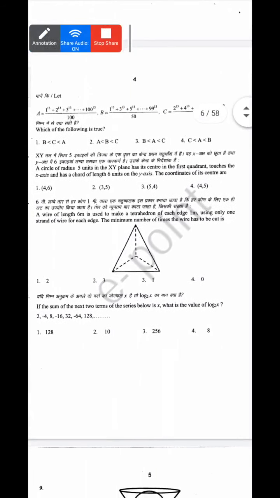Okay, we'll do the next one. A wire of length 6 meter is used to make a tetrahedron of each edge 1 meter using only one strand of a wire for each edge. The minimum number of times the wire has to be cut. So a wire of length 6 meter is used to make a tetrahedron of each side of 1 meter.